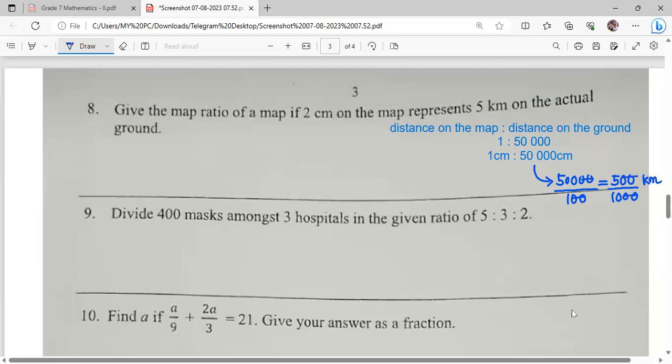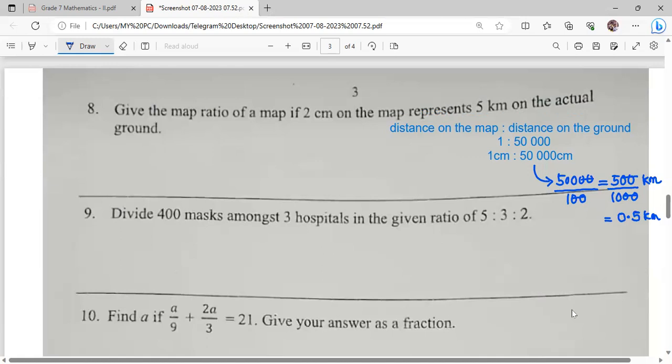So I have 5 over 10, it is 0.5 kilometers, right? That means if you see 1 centimeter on the map, in the real world on the ground, they are talking about 0.5 kilometers, half a kilometer. So that is the meaning of the map ratio. That is not the answer for this question. I just gave you background knowledge.